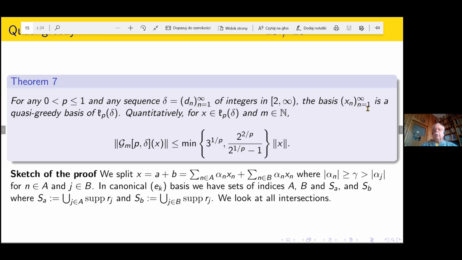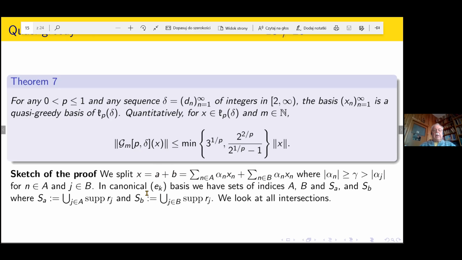Now, the sketch of the proof really requires some calculation. I'm bad at calculation, so for my mind it's awful. But basically, what we have to say is that we have a vector x. We have to split it into a, with the big coordinates, which will be g, and b, which has smaller coordinates. So it will look something like this.